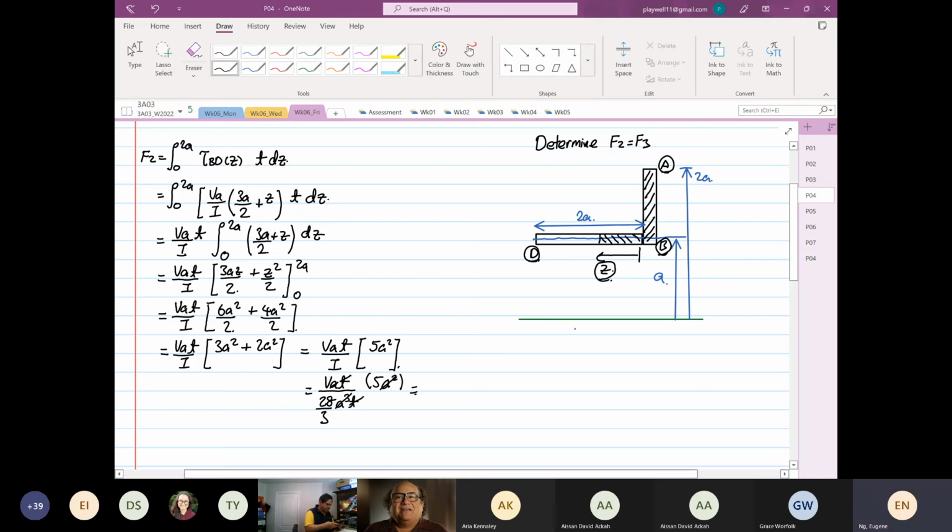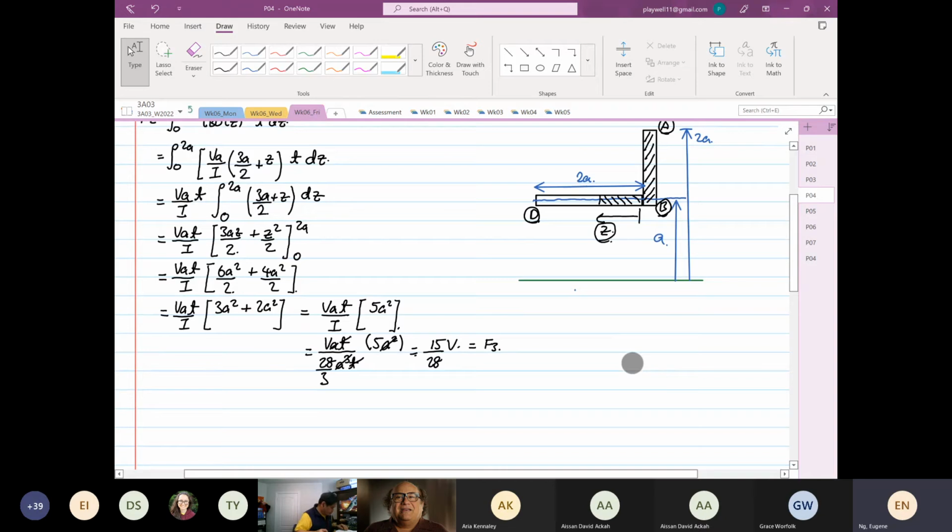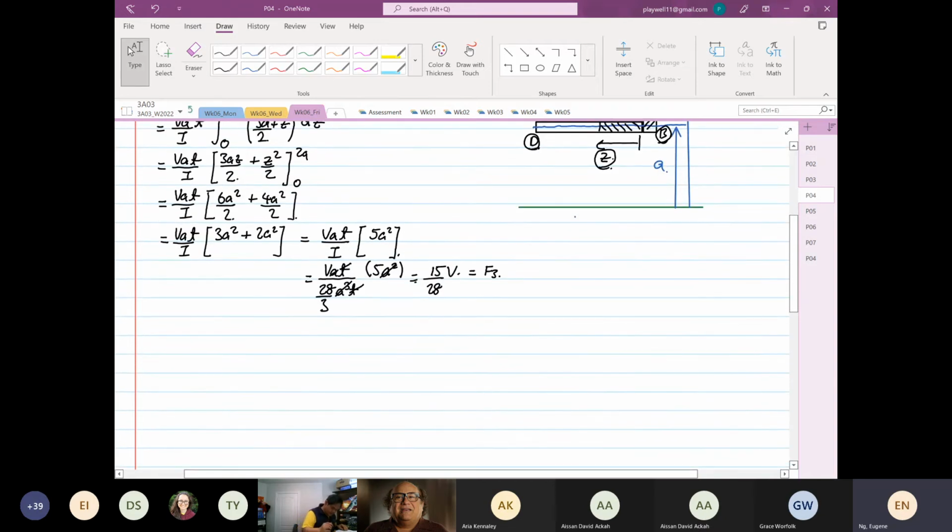28 over 3 is equal to 15 over 28V. Okay, and this also corresponds to our F3. Okay, so now we have everything. So the last step is to find the shear center. So now we have all our forces already.